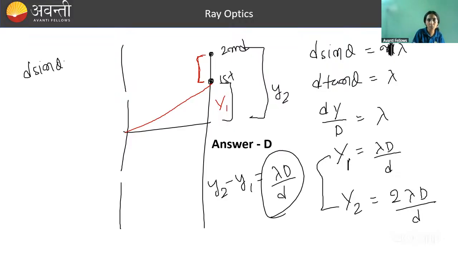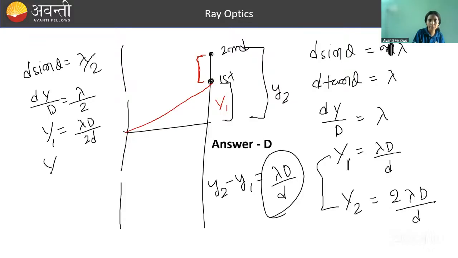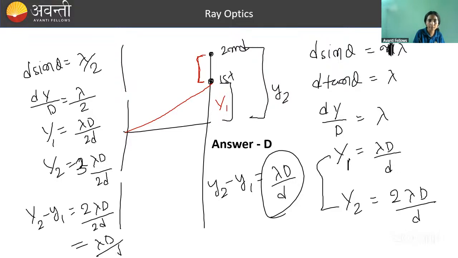So the first minima you will get where path difference is lambda by 2. So d y by D will be equal to lambda by 2, so y will be lambda D by 2d. Where will the second minima be? Not 2 lambda, when the path difference is 3 lambda by 2. So this is 3 lambda D by 2d. When you subtract y2 minus y1, you get 2 lambda D by 2d, so this is lambda D by d. Same as before, right?